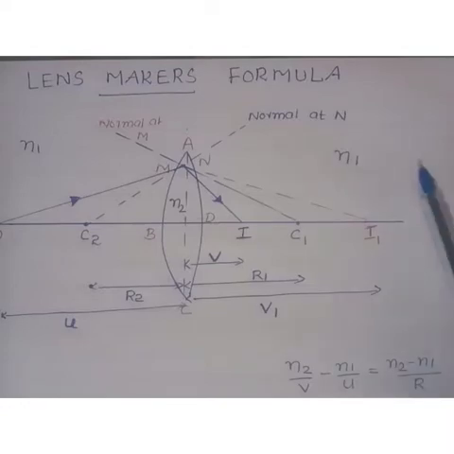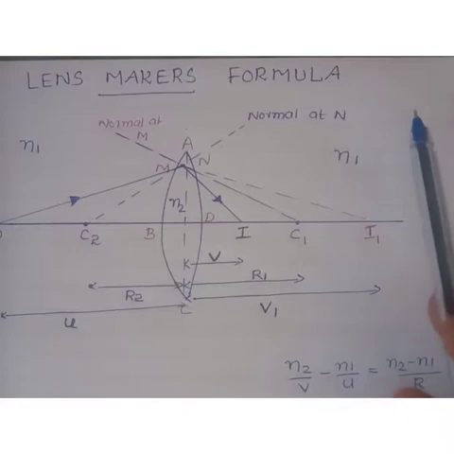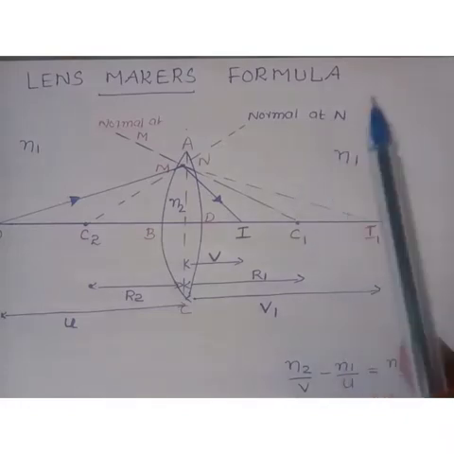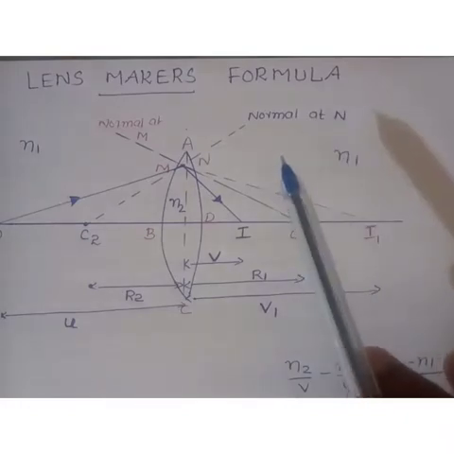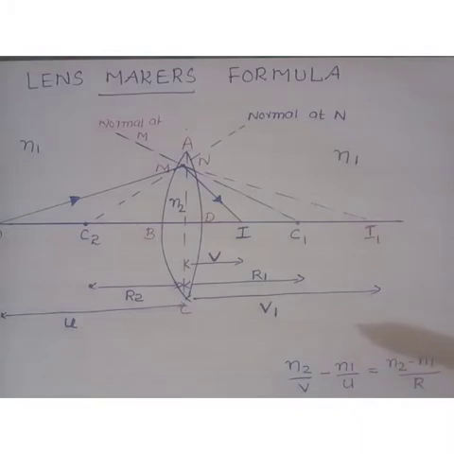Next topic is Lensmaker's formula. So what do you mean by Lensmaker's formula? This formula relates the focal length of a lens to the refractive index of the lens material and the radius of curvature of its two surfaces.